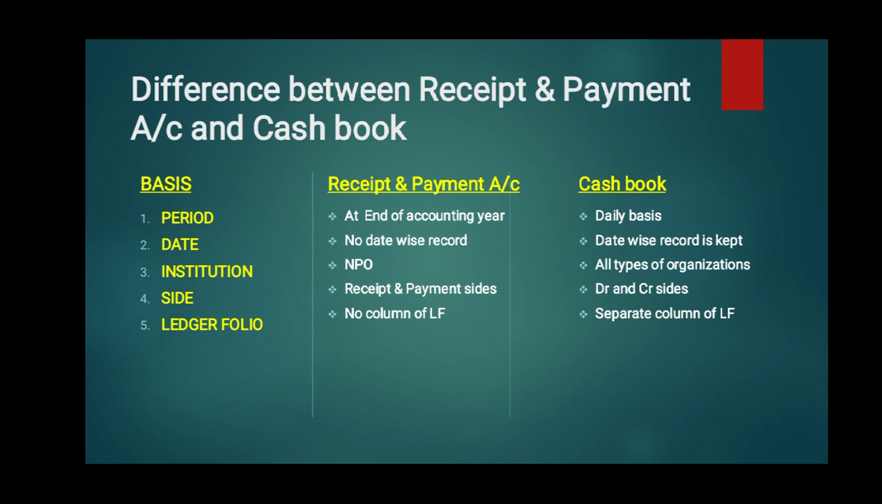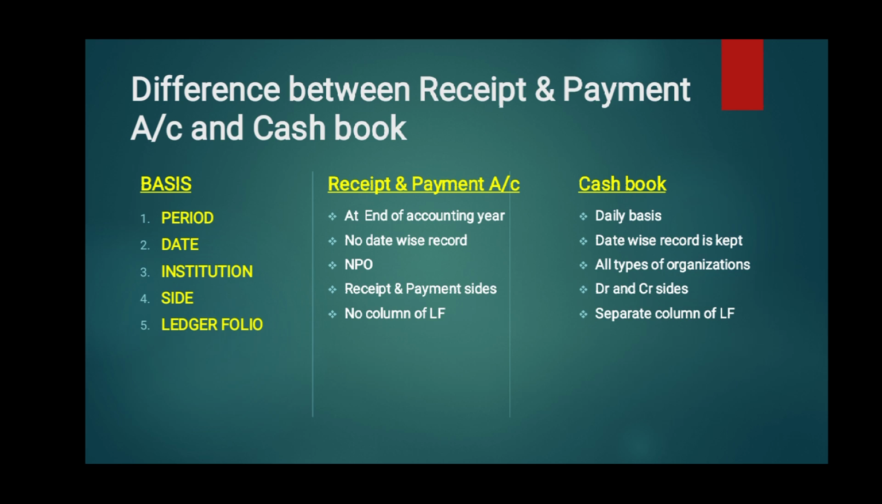So second difference is date. Under receipt and payment account, no date-wise record is kept. Only record is kept in a summary form. But in cash book, date-wise record is kept. Third difference is institution. Receipt and payment account is only prepared by non-profit organizations, but cash book is prepared by all types of organizations, whether these are business organizations or non-profit organizations.